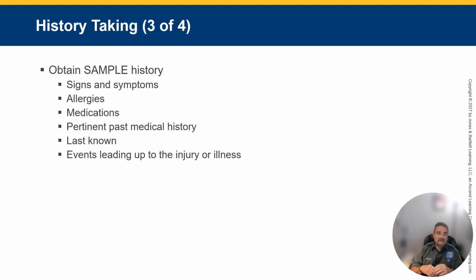And then the events leading up to the injury or illness. What happened? Remember when we talked about person, place, time, and events? We've already answered this, but now we're going to reconfirm it. Maybe you get some additional information. So SAMPLE is what we use for our history taking.